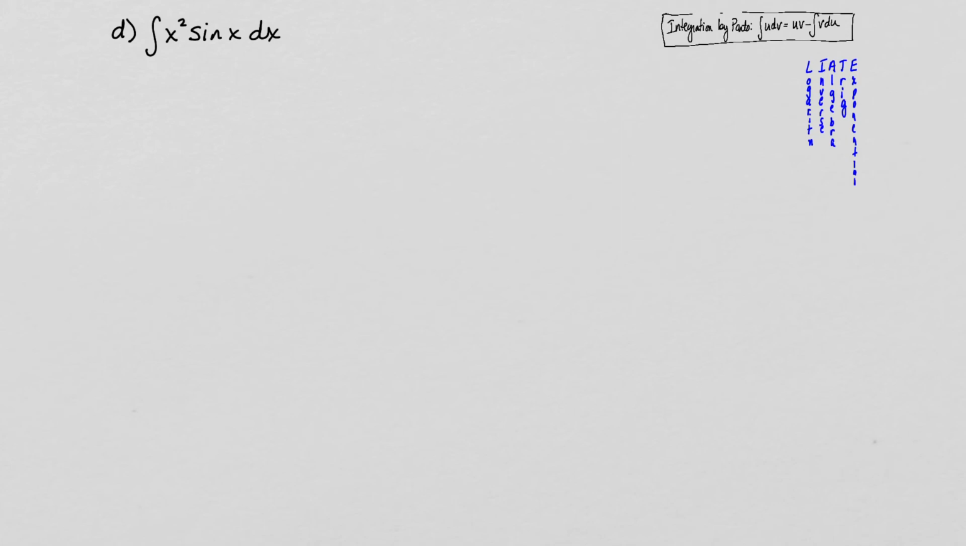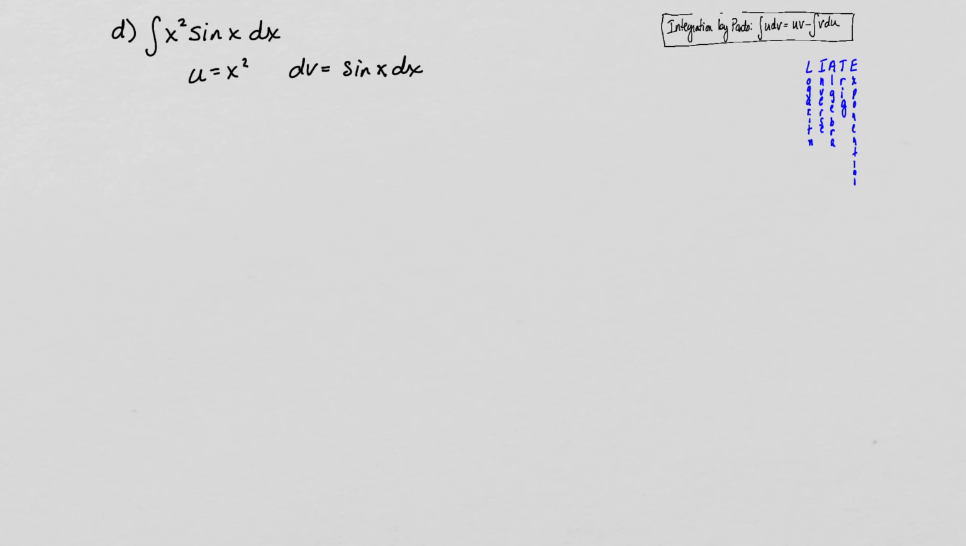If I begin to look at the stuff here, I don't have a logarithm, I don't have an inverse, but I do have an algebraic. So we're going to let the algebraic part, that x squared, be our u. If I let u be x squared, then dv is basically everything else. So dv is going to be sine x dx.